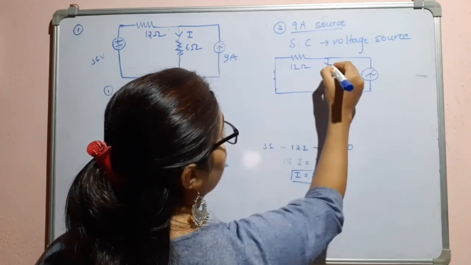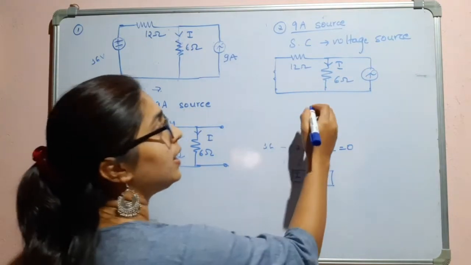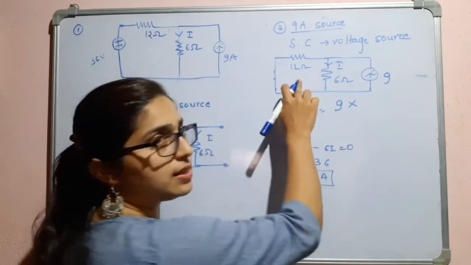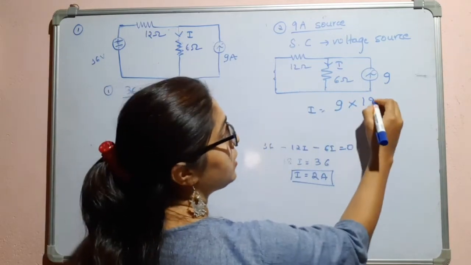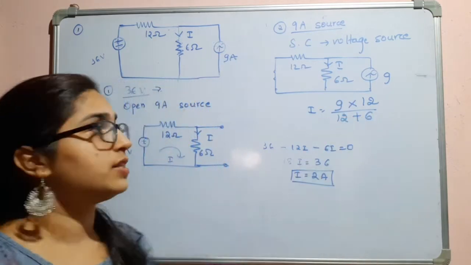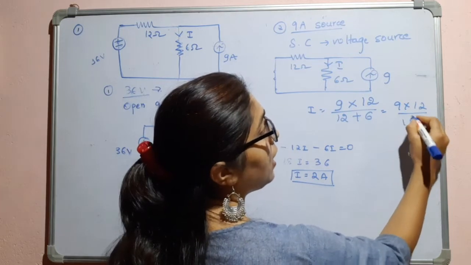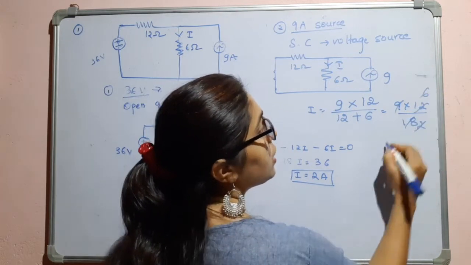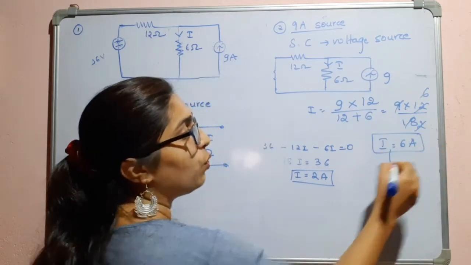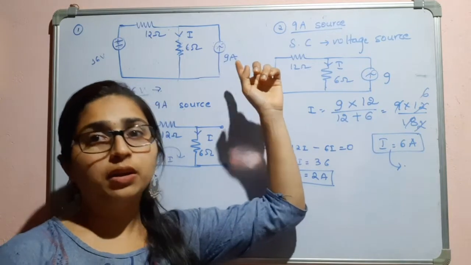So what is the current I then? We can use the current divider rule. So I is equal to the current, that is 9, into the resistance in the opposite branch, that is 12, divided by 12 plus 6, that is the total resistance. So here we have 9 into 12 divided by 18, and you know this is 6. So I is equal to 6 ampere. This is the current which is flowing through 6 ohm resistor, that is due to the 9 ampere current source.